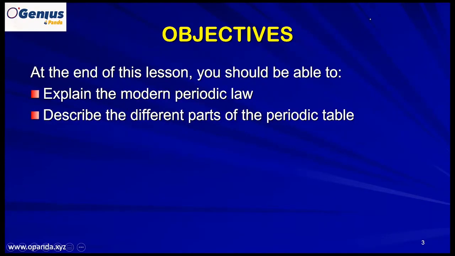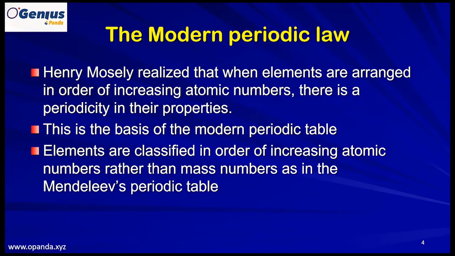Here we have the objectives of our lesson. At the end of this lesson, you should be able to explain the modern periodic law and describe the different parts of the periodic table. Let's start. The modern periodic law. What does it say? Remember, we consider Mendeleev Dmitry Ivanovich as the father of the periodic table.